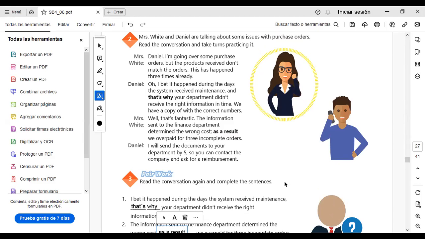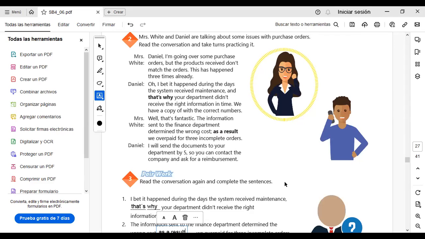Mr. White. Okay. Daniel, I'm going over some purchase orders, but the products received don't match the orders. This has happened 3 times already. Oh. I bet it happened during the day the system received maintenance. And that's why your department didn't receive the right information in time. We have a copy of with the correct numbers. Well, that's fantastic. The information sent to the finance department determined the wrong cost. As a result, we were paid for 3 incomplete orders. I will send the document to your department by file so you can contact the company and ask for a reimbursement.